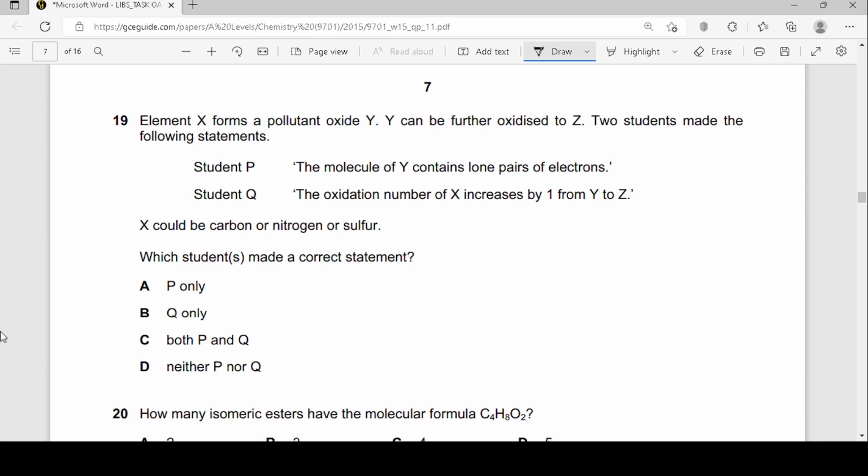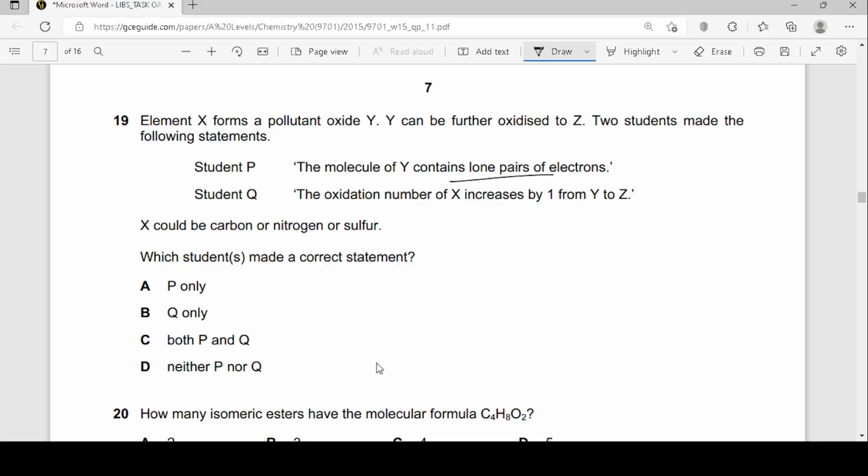Element X forms oxide Y. Y can be further oxidized to Z. Two students made the following statements. Student P: the molecule of Y contains lone pairs of electrons. Student Q: the oxidation number of X increases by 1 from Y to Z. X could be carbon or nitrogen or sulfur. Which students made a correct statement?